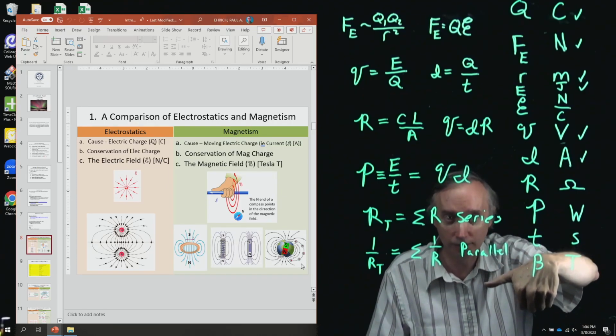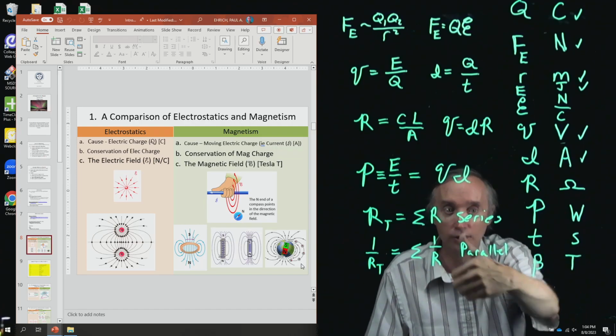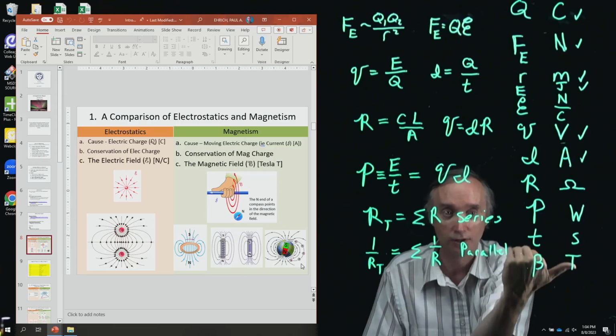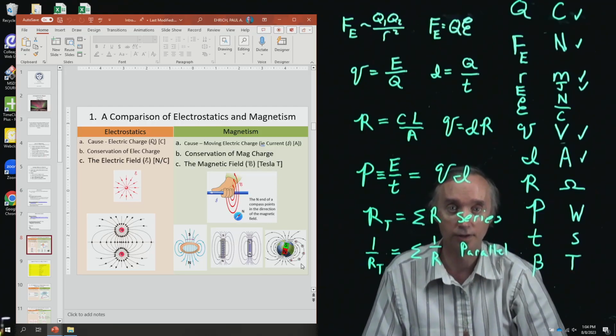But if you use negative charges, what do you think? Negative charges would flow in the opposite direction, so then it would curl like this.